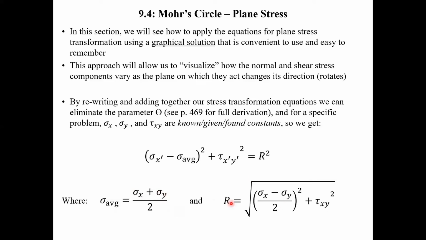And then the radius was the radical that was underneath our sigma 1 and sigma 2 principal stress equation, and also the equation for our max in-plane shear stress. If you want to take a closer look at the full derivation, it's not too important. That's on page 469 of the Hibbeler textbook.